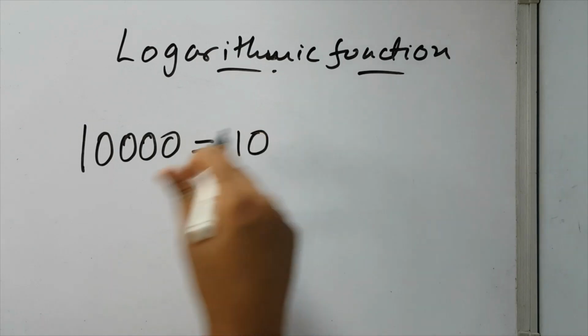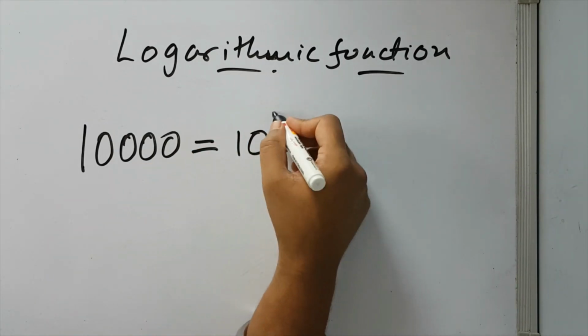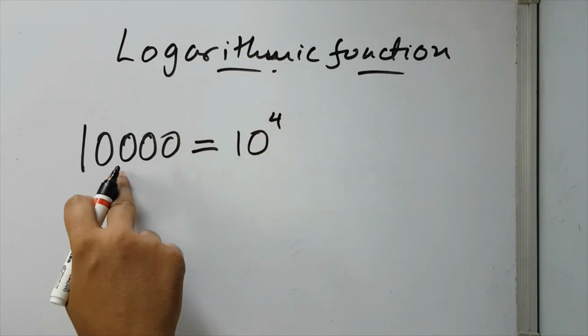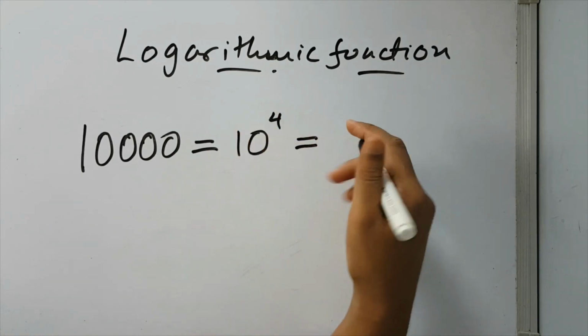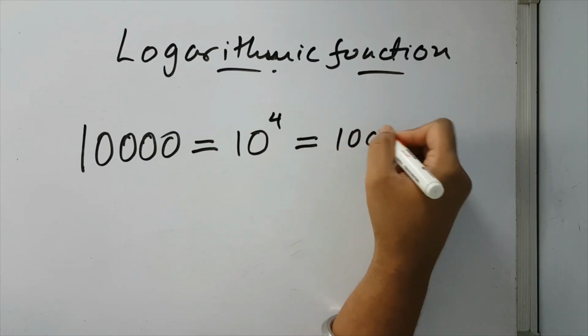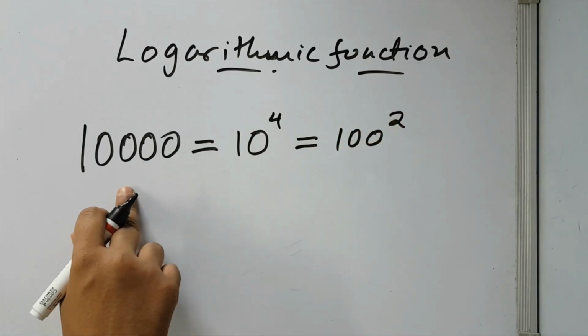10 raised to what number will give me 10,000? The obvious answer is 4. 10 raised to 4 is 10,000. How else can I represent it? This is, let's say, 100. 100 raised to 2 will give me 10,000, right?